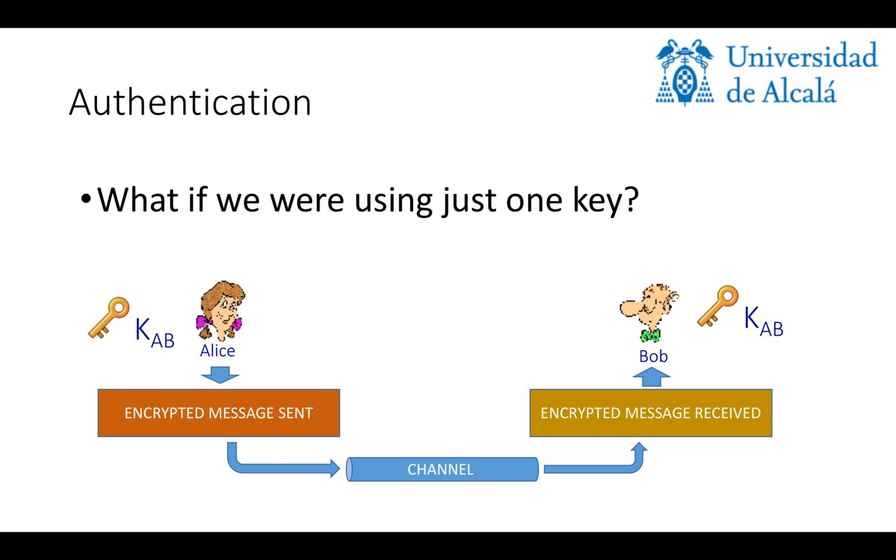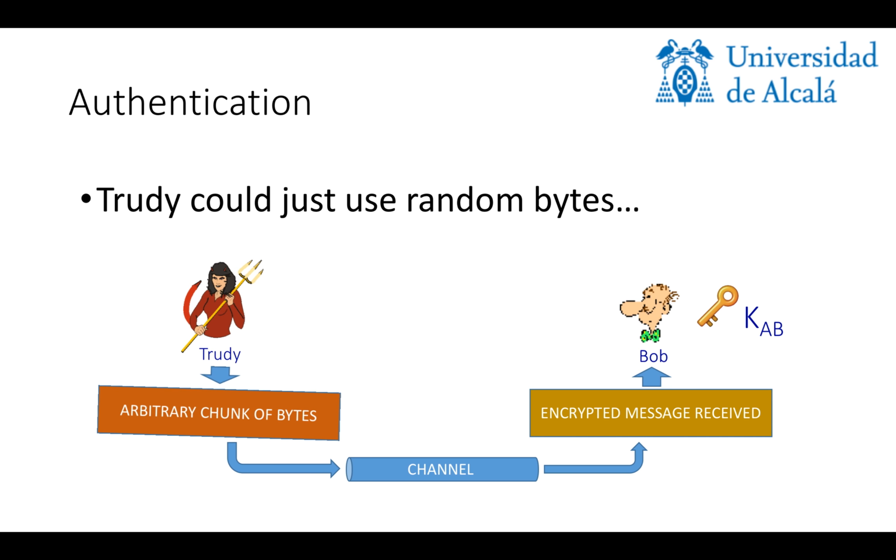Would we have authentication if we were using just one key? We could think so, because again, this key is only known by Alice and Bob, and so since Bob knows that he hasn't generated the message, it has to be that Alice generated it. But the truth is that in this case, Trudy could use just random bytes, and they would be decrypted to some arbitrary message by Bob. So Bob couldn't be sure of the authenticity of the message, while if we were using two keys, it would work.